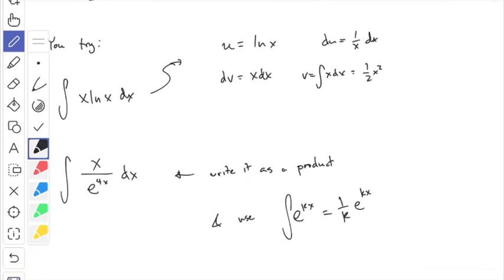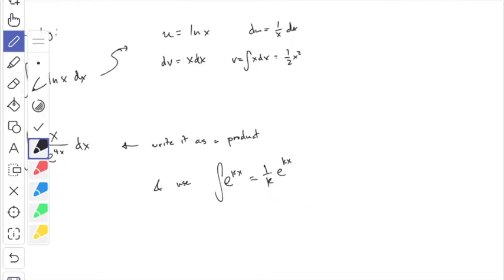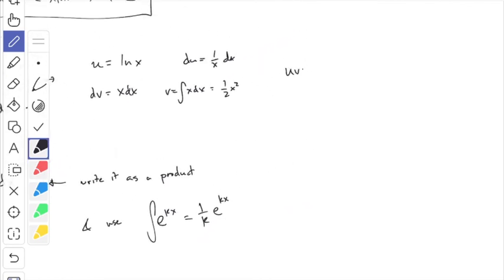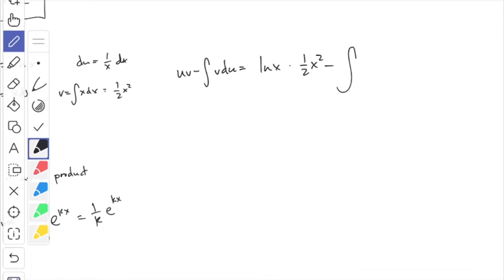Right, and then when I plug in, I go uv minus integral v du. I get ln x is the u, the v is 1/2 x squared, minus integral v du, which is 1/2 x squared times 1 over x dx. I think this is what folks got. Then you can simplify a little bit inside the integral there.